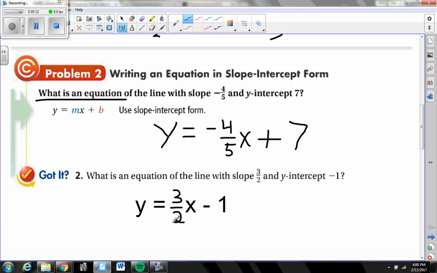Your equation should say this in number 2. y equals 3 over 2 times x minus 1, because the slope number is always multiplied by x. And then we attach this number at the end.